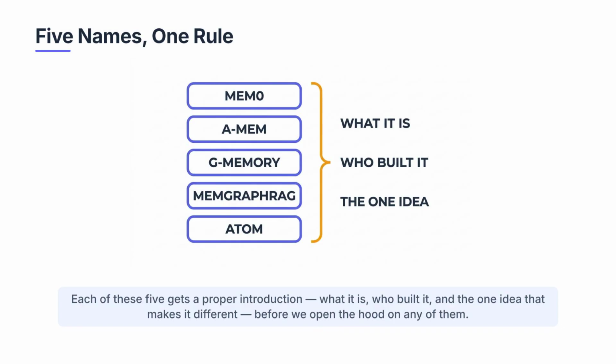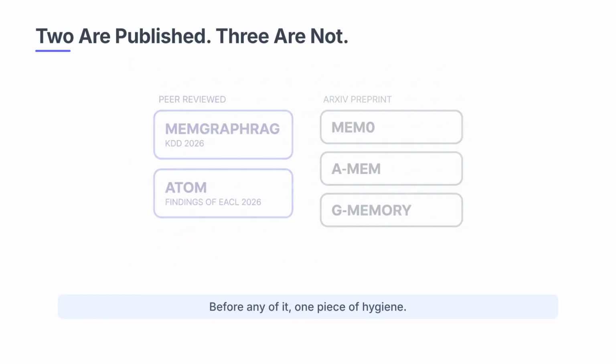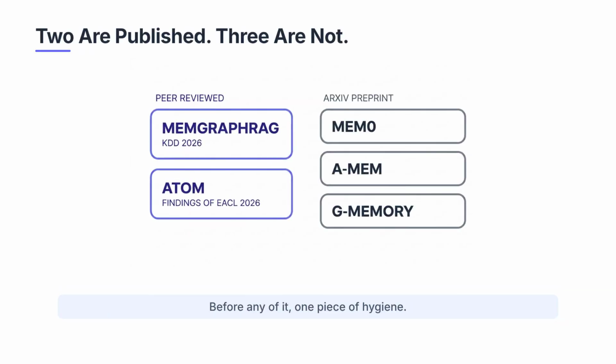Each of these 5 gets a proper introduction. What it is, who built it, and the one idea that makes it different before we open the hood on any of them. Before any of it, one piece of hygiene.